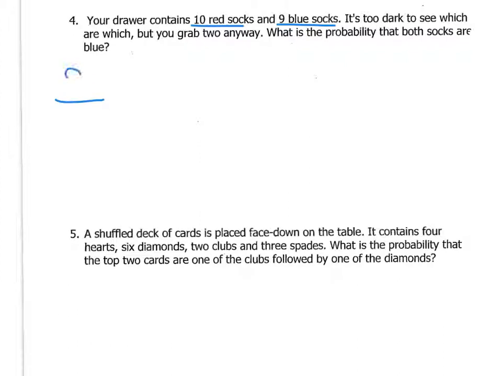Well, there are 9 possibilities of blue socks out of a total of 19 possibilities in the drawer. Now, if you pull out the blue one, for your next event, there are only 18 socks left in the drawer. So when you pull out the second sock, there's only 18 to draw from. And now if you pulled out a blue, there are only 8 blue socks left in the drawer. So on your second draw, your chances of getting a blue sock are really only 8 out of 18.